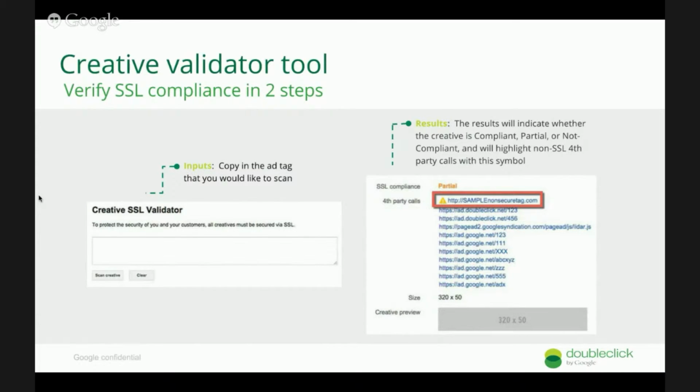So at a high level, you'll just take a 3-pass snippet, paste it into a text box, click Scan Creative, and then the output you'll see is an indicator of whether the creative is compliant, along with all the fourth-party calls and compliance for each fourth-party call. We'll give you the size of the creative and then also a preview.